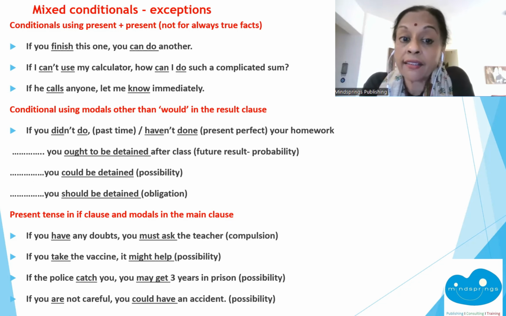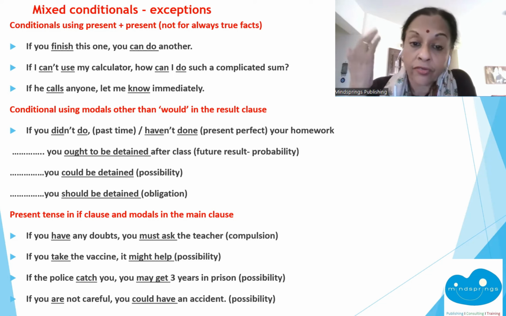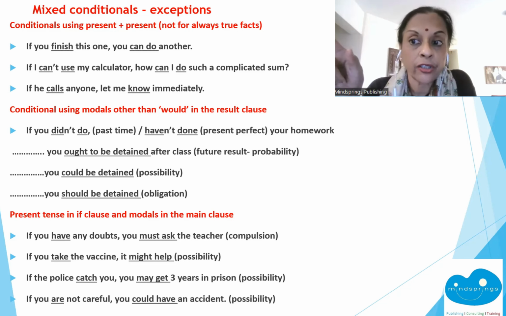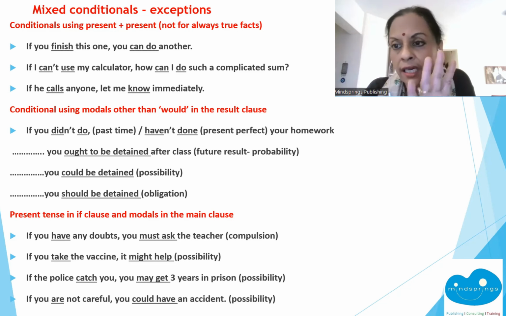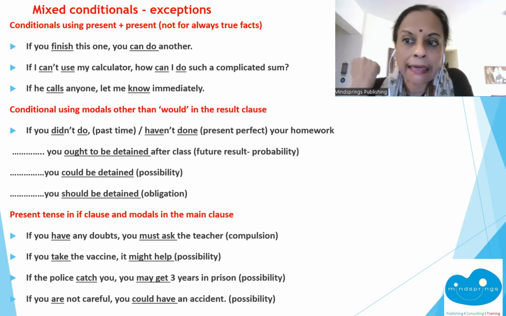Conditionals using other than would in the result clause. If you didn't do, past time, didn't do is past tense, past time. If you didn't do or haven't done, which is present perfect, your homework. We say this, if you didn't do your homework, if you haven't done your homework, the tenses are different, but the meaning is the same. Something has been neglected in the past.